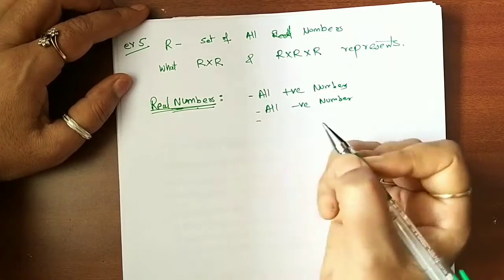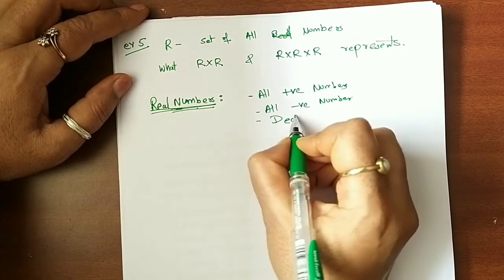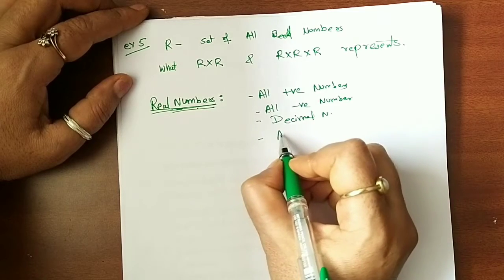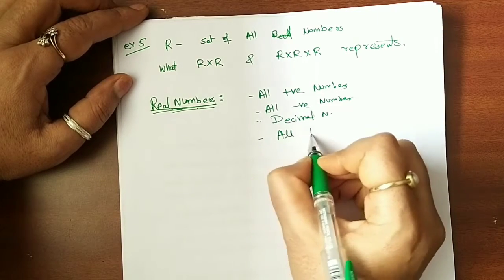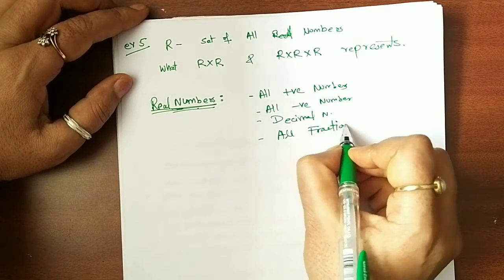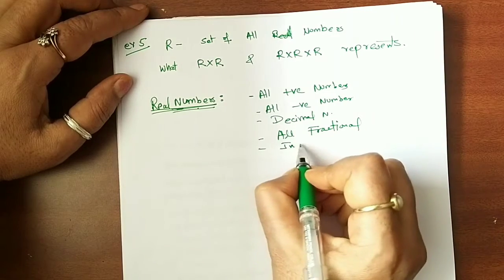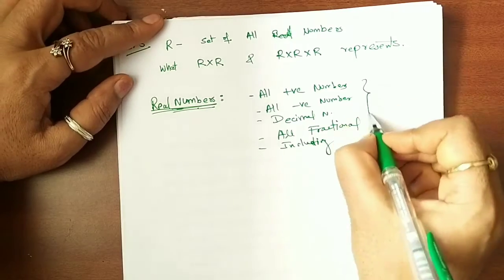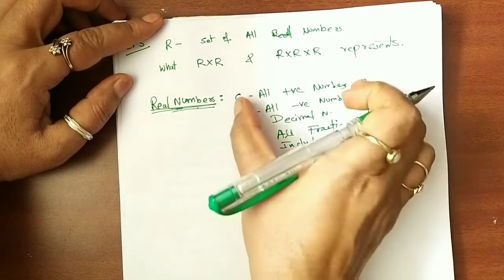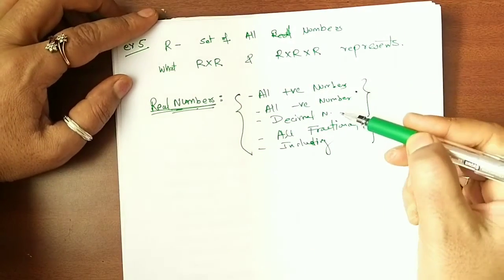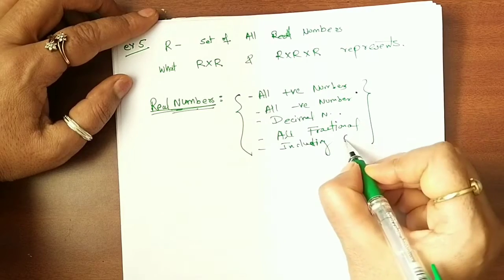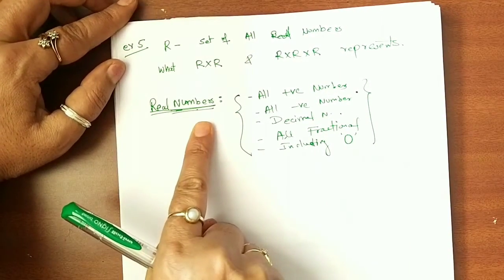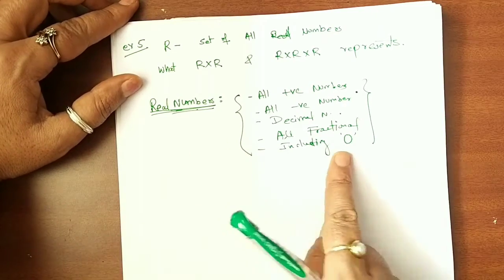It has all decimal numbers. And it has all fractional numbers, including 0. So basically I can say that real number is the set of all possible numbers: positive, negative, decimal, fractionals, including 0. So this is the set of real numbers. Okay, it has all numbers.